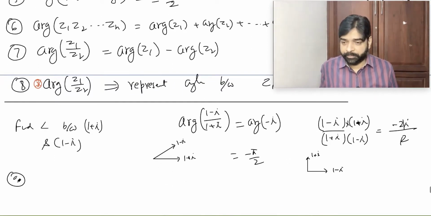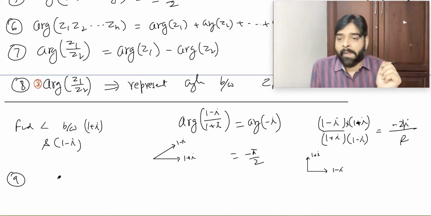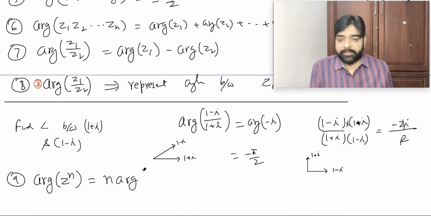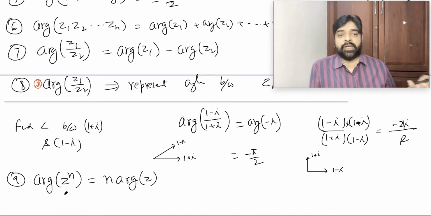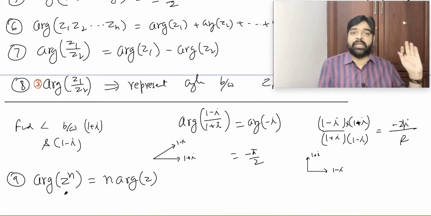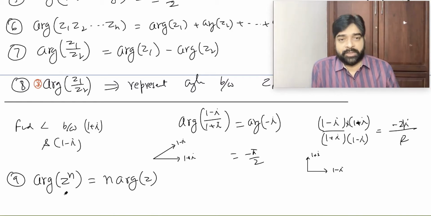Next one, the 9th one. Argument of z power n is equal to n into argument of z. I don't have to tell you, you can use the 6th property to understand this. Argument of z power n means z into z into z into z, how many times? n times. So that will be argument z plus argument z plus argument z, n times, so it will be equal to n into argument of z.